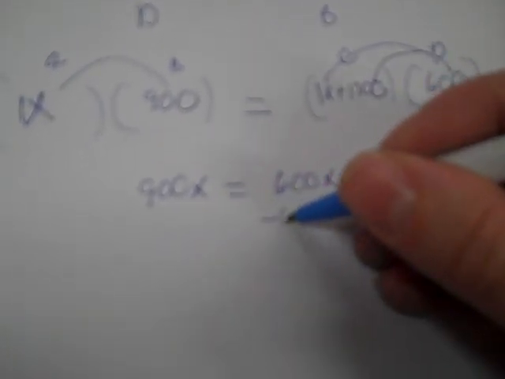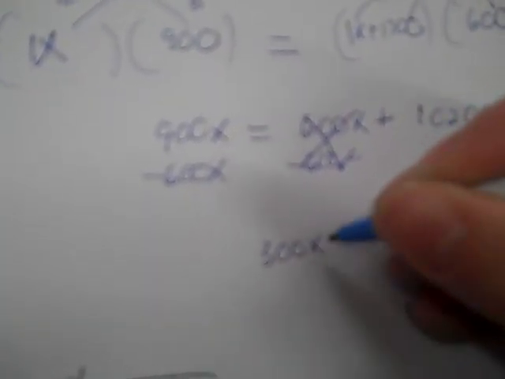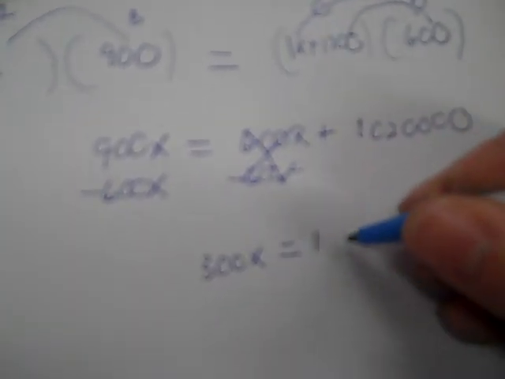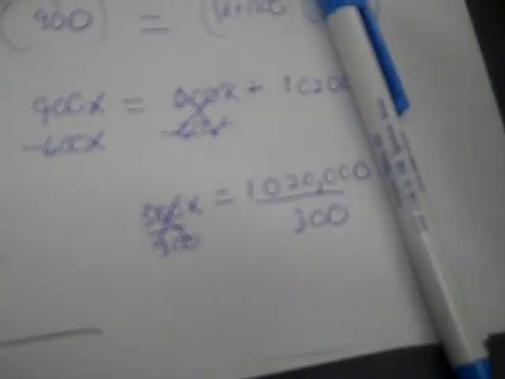Okay, so I subtract 600x, which takes me to 300x. And I got the whole 1,020,000. And then divide by 300. I divide by 300, I come up with 3,400. Okay, so that is one of them. Now the other one went 1,700 miles further, so you add 1,700, and that's 5,100.